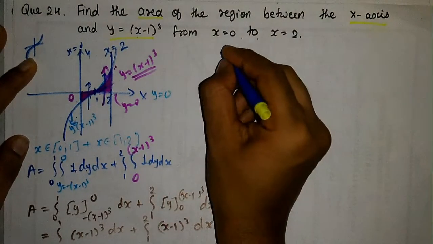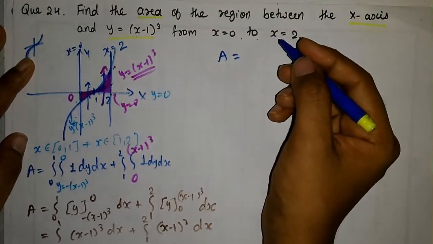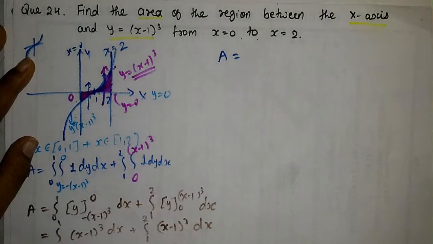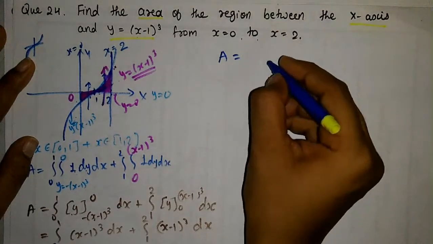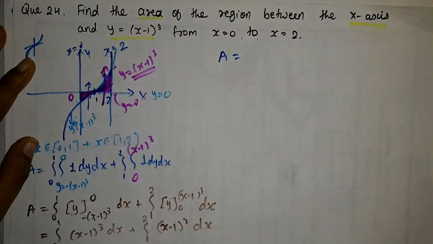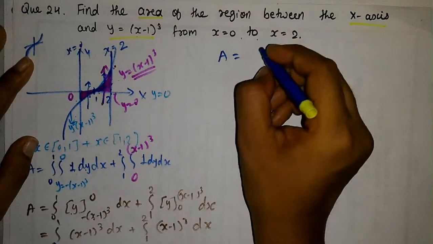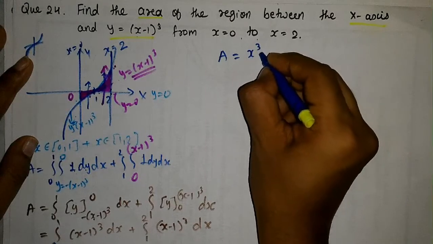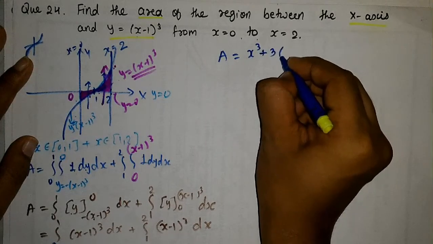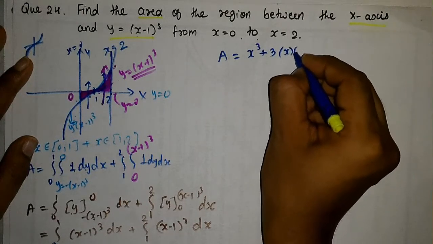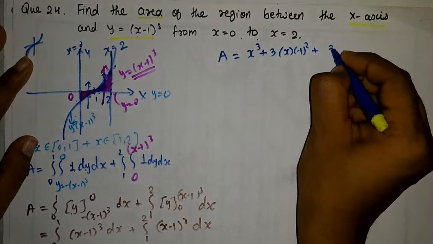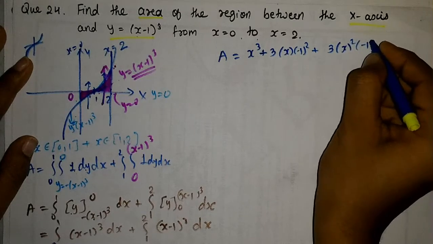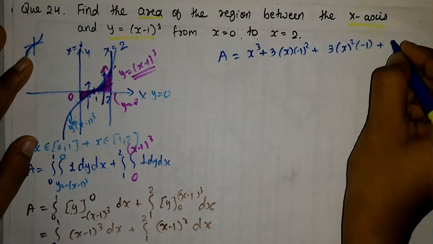Now integrate this term with respect to dx. We have to integrate this term with respect to dx. So first solve this expression. We get (a minus b) whole cube will be a cube minus 3a square b plus 3ab square minus b cube.